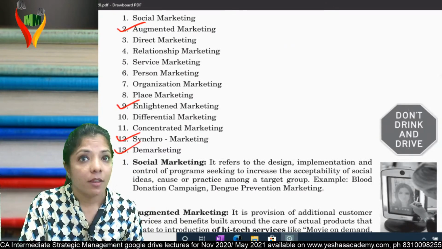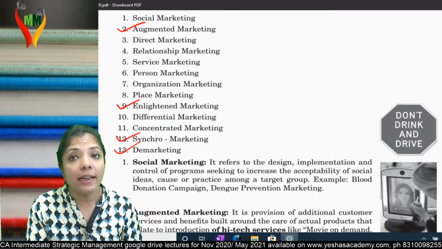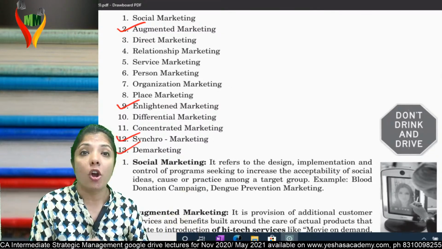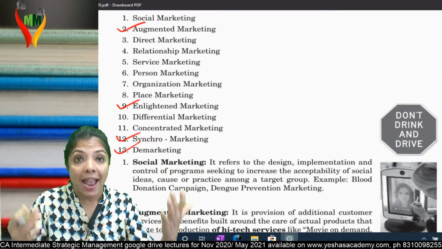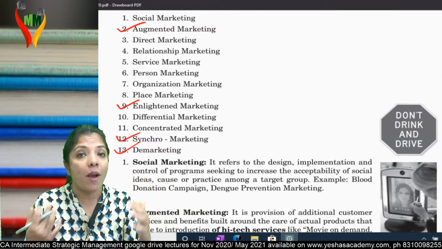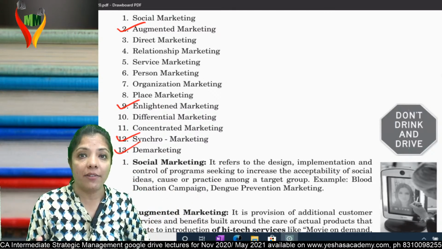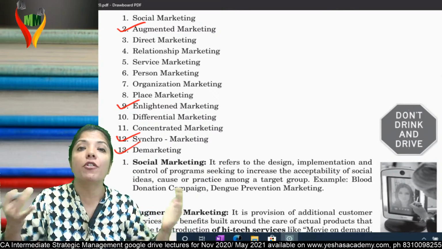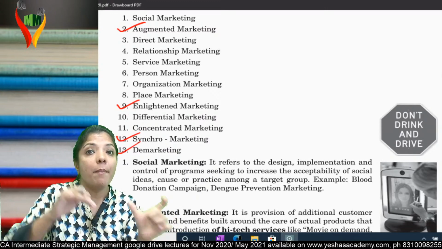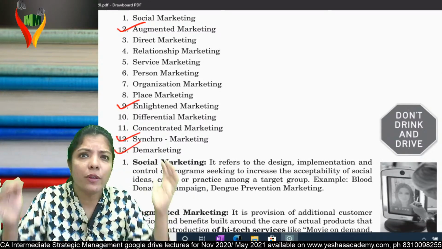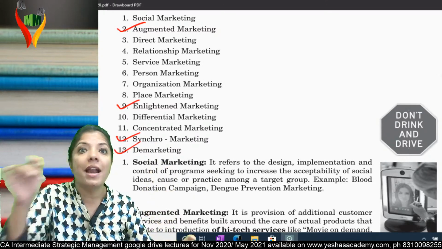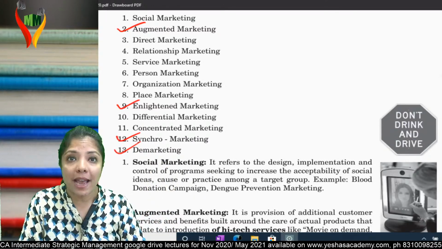Social marketing. Social marketing means marketing social ideas, social cause. For example, you should not drink and drive. You should wear helmet while driving. Should not talk while driving. Should wear seatbelt while driving. Am I clear? Dengue prevention marketing. For example, as of now, what is going on? Corona prevention marketing. Don't we see so many flyers nowadays? Do's and don'ts. I hope I get your point.